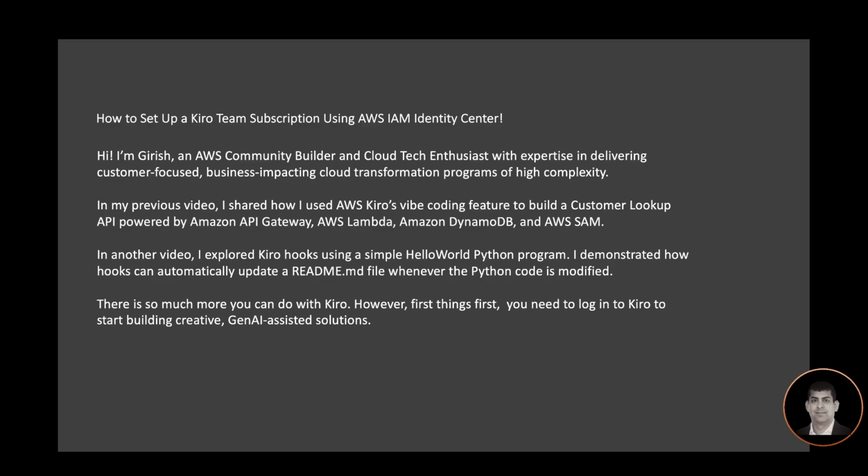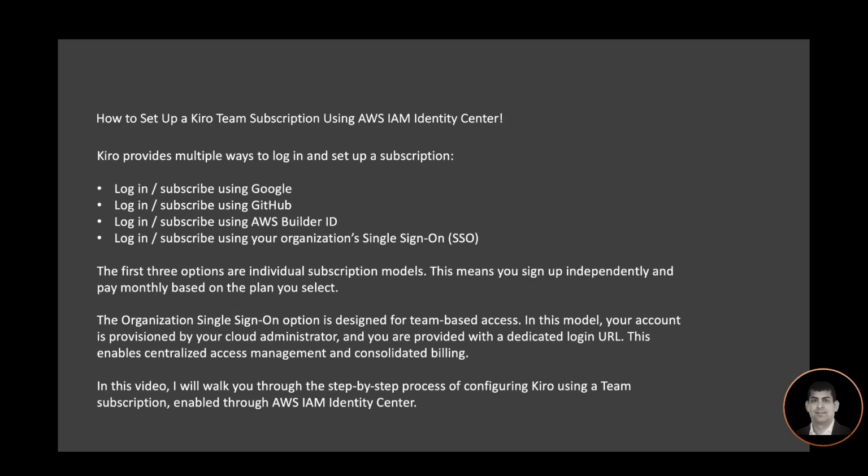However, first things first, you need to log into Kiro to start building creative GenAI-assisted solutions. So let's see how to set up a Kiro team subscription using AWS IAM Identity Center. Kiro provides multiple ways to log in and set up a subscription. You can log in and subscribe using your Google credential, using GitHub, using AWS Builder ID, and then you can also log in and subscribe using your organization's single sign-on.